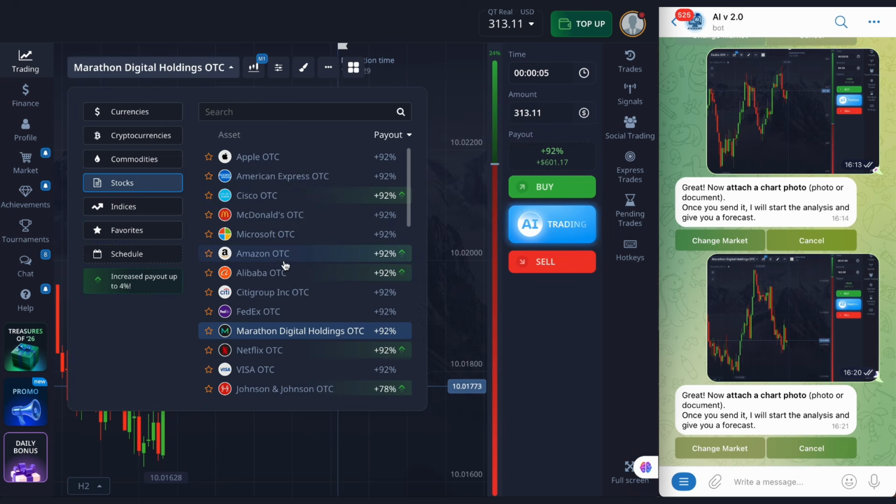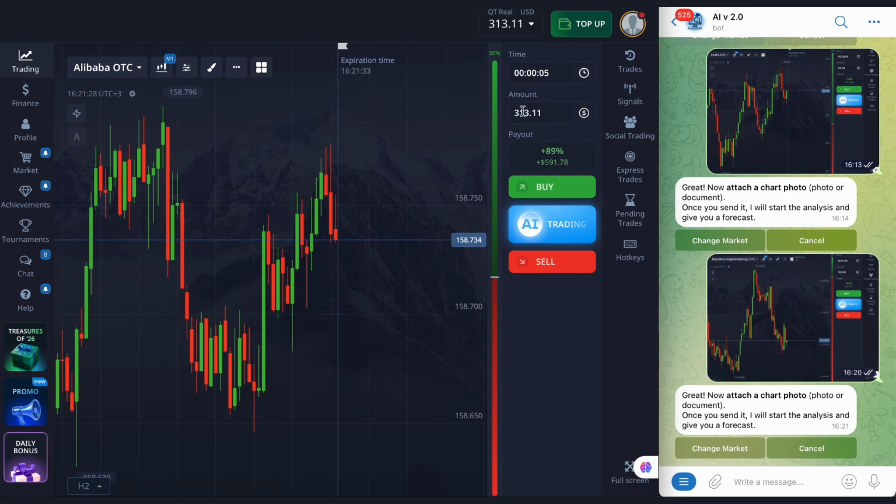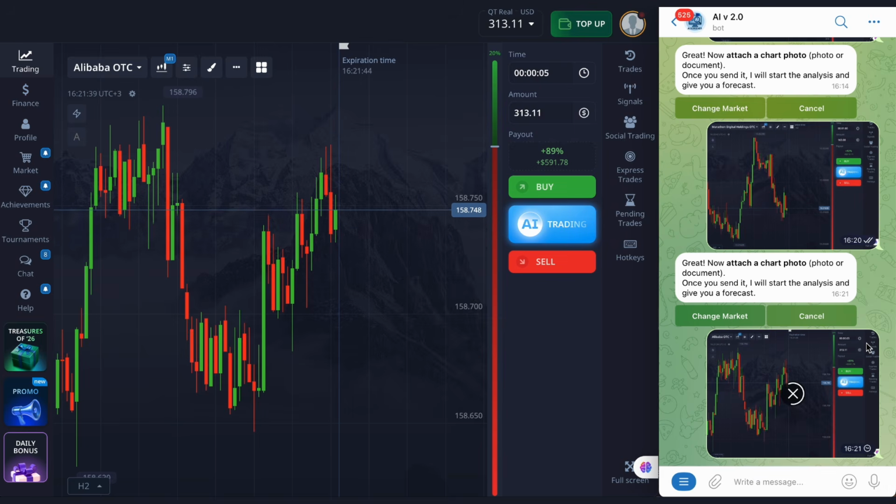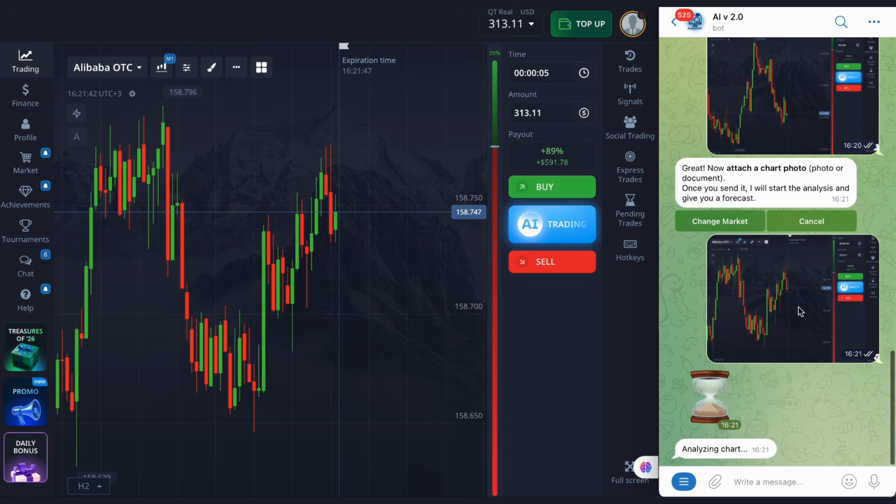Next trade, what is it gonna be? It is gonna be on Alibaba OTC. Alibaba OTC, that's the stock market. Let's go ahead and take a nice screenshot of Alibaba OTC. Right, attaching our screenshot to our AI screener, ladies and gentlemen. Says no as usual. Once we attach it, it starts to process and analyze and give us the focus.